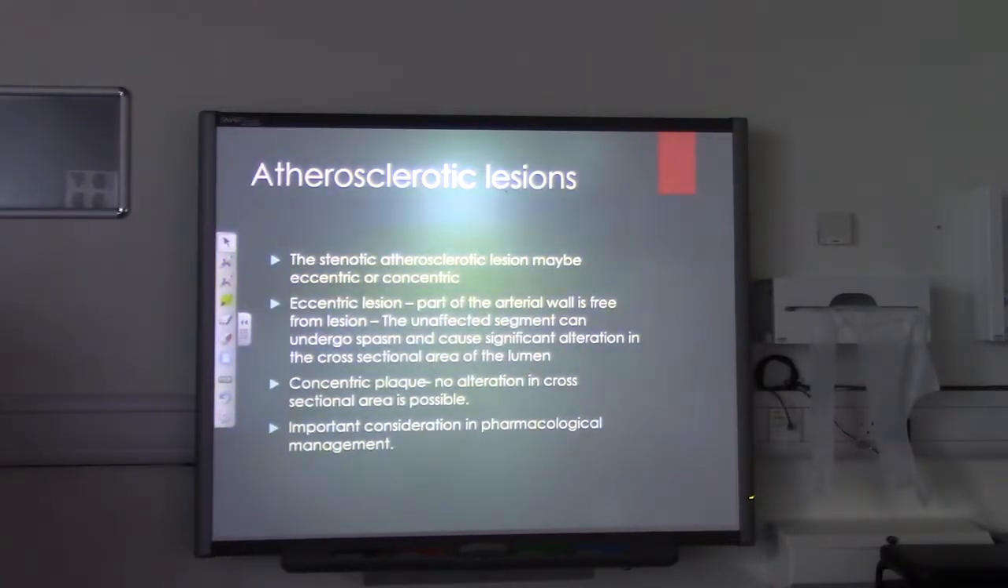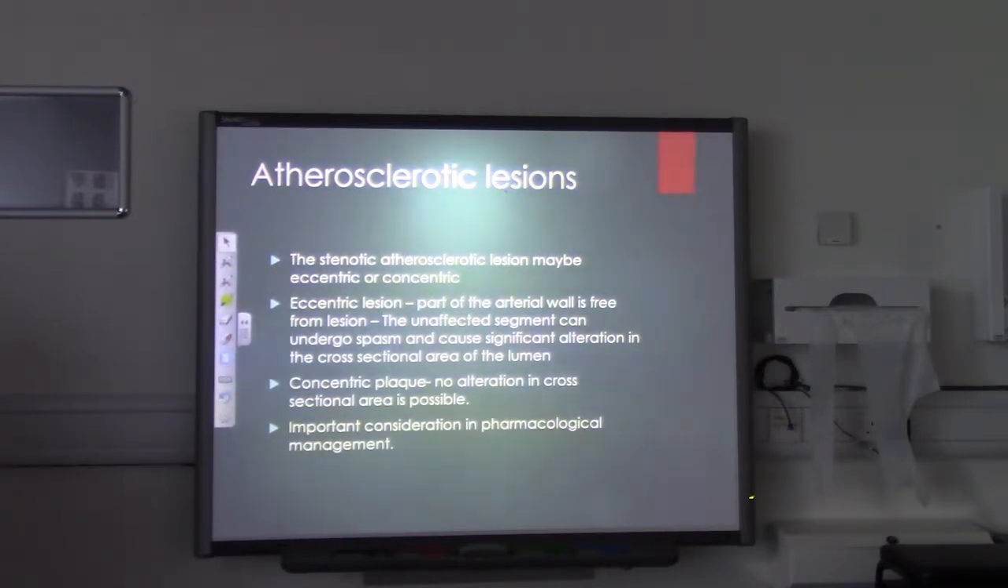So we said that the main cause of this imbalance that we've discussed is this atherosclerotic lesion. And these lesions are a response to injury, a response to damage to the endothelium and the build-up of an atherosclerotic plaque. And this obviously reduces the cross-sectional area of the artery in question. These plaques can build up either eccentrically or concentrically, and this is quite key with regards to management of angina.